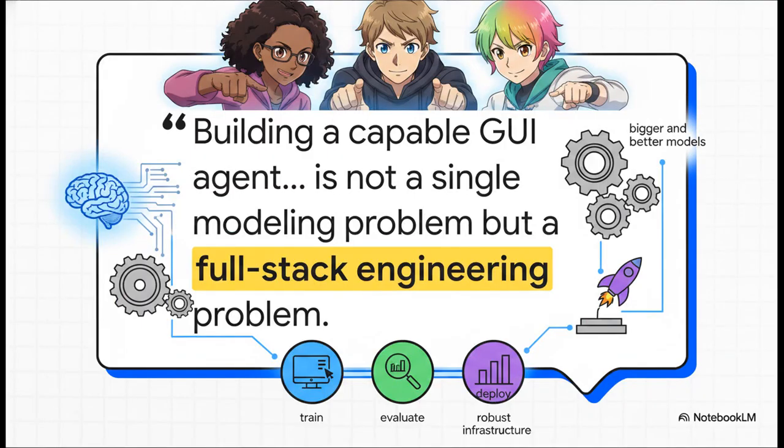All right, let's start with the big idea, the core philosophy behind this whole project. This quote from the paper, honestly, it just nails it. The point is, making real progress with GUI agents isn't about just throwing bigger models at the problem. No, it's about building this robust, full-stack infrastructure, an engineering solution that can handle training, evaluating, and deploying these things reliably. And that engineering angle is exactly what we're going to explore.